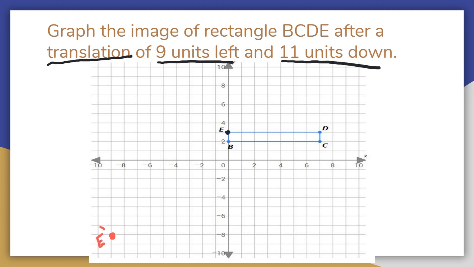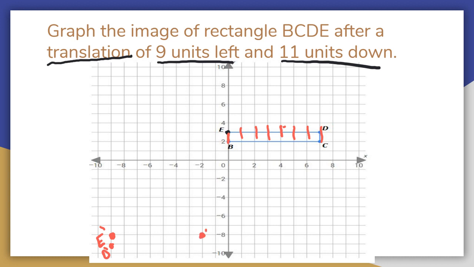So then I can see here, instead of going over 9 to the left and 11 down, it's only one distance away from my E. So after E, I can go down 1 unit, and that would be my point for D. And I can do the same thing for my D. So D is 1, 2, 3, 4, 5, 6, 7. So I can go 1, 2, 3, 4, 5, 6, 7 units away from E and put my next point for D.